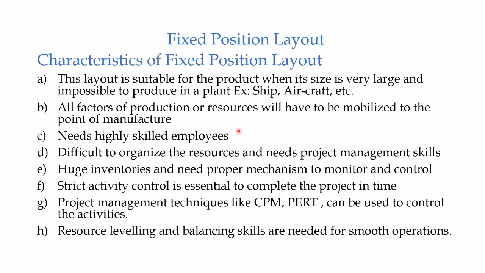Coming to the fixed position layout, this type of layout is suitable for a product when its size is very large. For example, if you consider a ship, that is shipbuilding or aircraft manufacturing, or any bridge or dam or any big construction, maybe a supermarket or a mall or any other such product where the product is very large, which cannot be made in a factory using our machinery. In such case, we have to go for fixed position layout. By fixed position layout, it means that the product will be at its place. We have to move all the resources required to the point of manufacture.